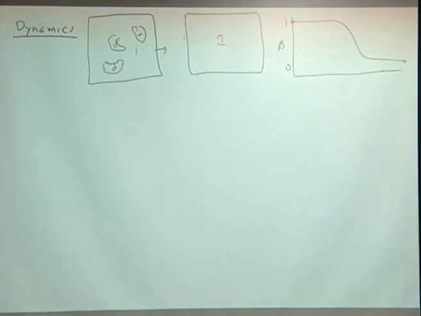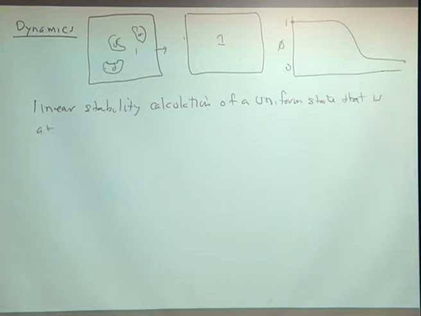So what about the dynamics? And to illustrate this, let's repeat the linear stability calculation. Linear stability calculation of a uniform state. That is at equilibrium. And unlike the spinodal decomposition case where you can have equilibrium if the composition's uniform, the chemical potential's uniform, here the equilibrium states are phi equals 0, 1, and 1/2.